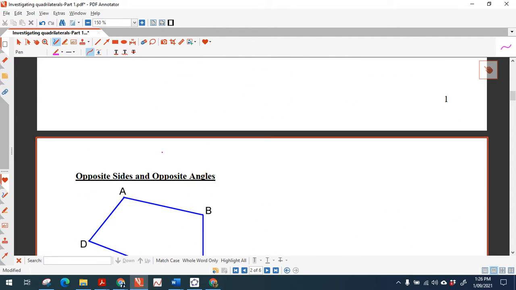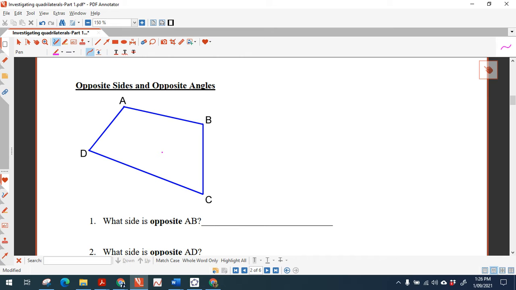Now, a couple of terms we need to be aware of: opposite sides and opposite angles. If you look at side AB first, side AB is this side here. Which side is opposite to that? It's DC. You need two capital letters there to name the side, so that's DC.